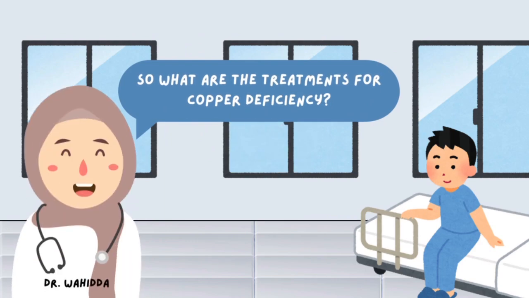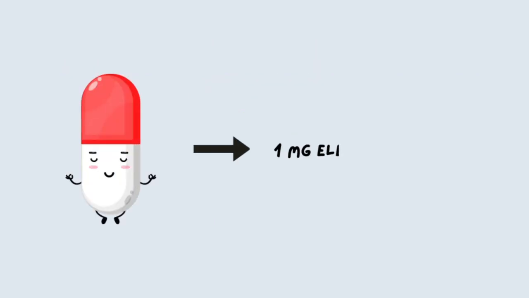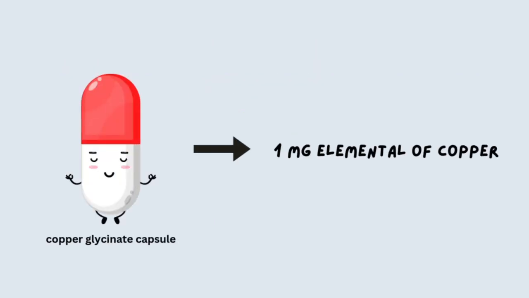So what are the treatments for copper deficiency? Firstly, one of the treatments for copper deficiency is we can consume copper supplements. A few examples of copper supplements are copper glycinate, copper citrate, copper gluconate, and copper sulfate. Did you know, in copper glycinate capsules, each capsule contains 1 milligram elemental copper.